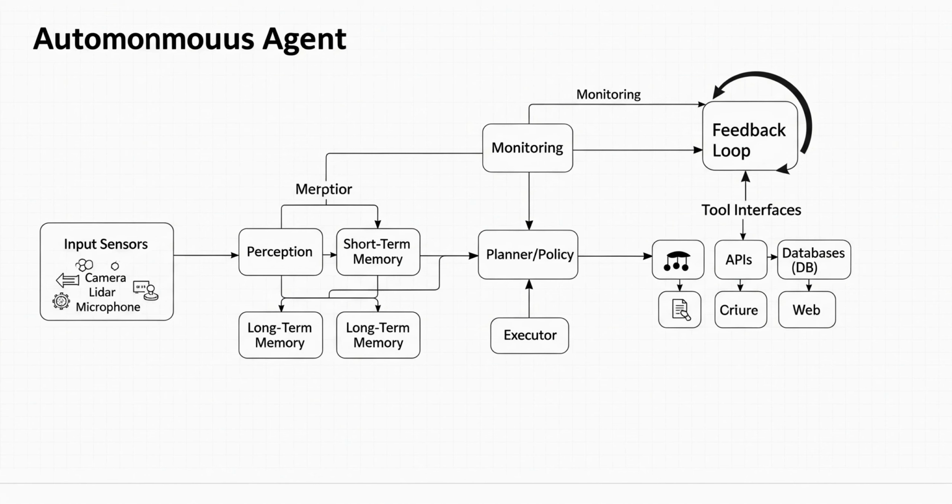Diving deeper into architecture, an autonomous agent often includes perception, sensors or input parsing, memory, episodic and long-term, a planner or policy module, a tool interface layer, and a feedback loop for monitoring. Traditional models typically have a data preprocessing step, a core model, and a prediction endpoint. When building agents, you'll handle orchestration, state management, prompt engineering for LLM-based components, and safety constraints.